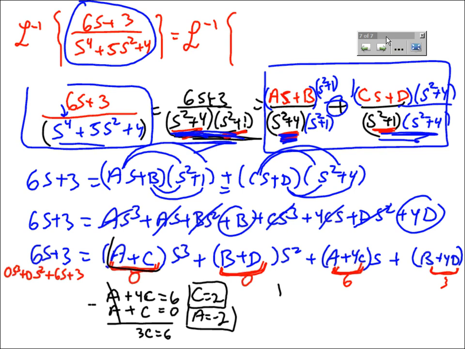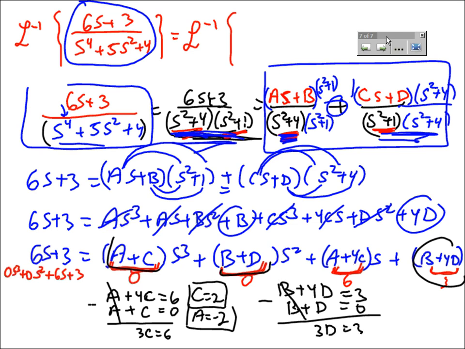Now, we also know that b plus 4d is 3, and that b plus d is 0. If I subtract, I get 3d is 3, or d is 1. So I now know what d is. And I know when I add b to it, I'm supposed to get 0. So b is negative 1.